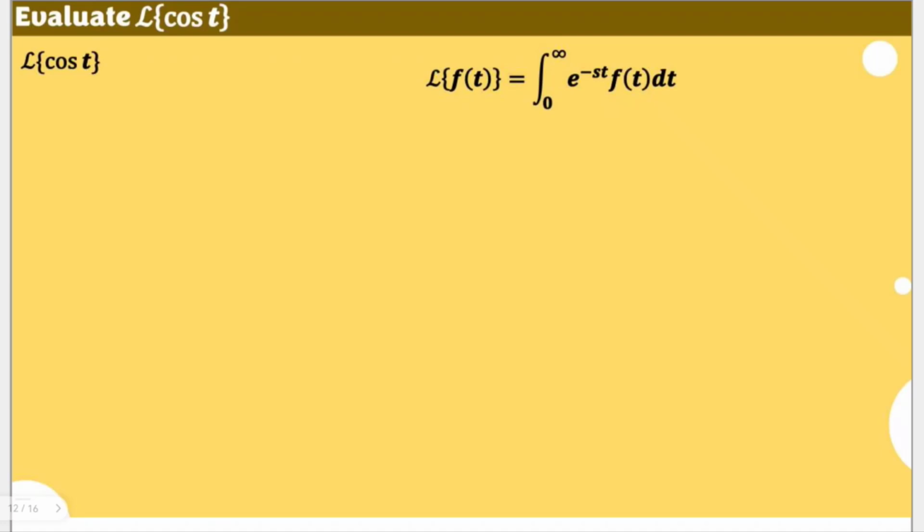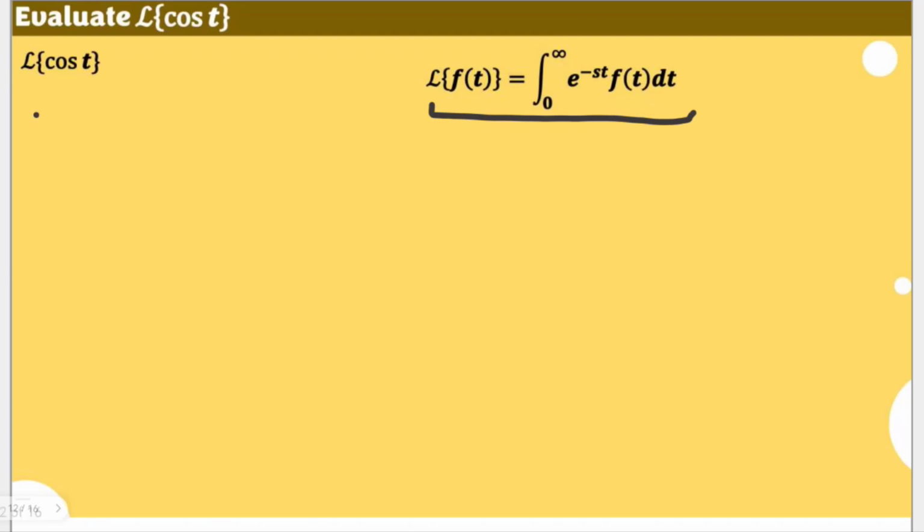Let's evaluate the Laplace transform of cosine t. And of course, we might be using this for generalization of some similar situations having the expression of cosine. Now, we can use this formula for the Laplace transform. And with this, let's try to come up with the general form for cosine t.